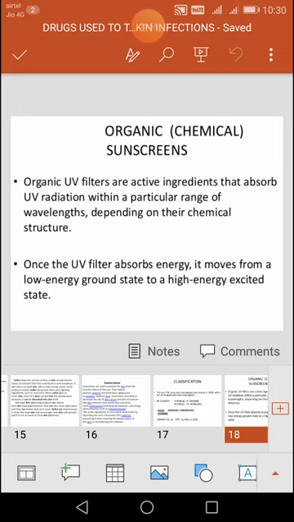Organic ultraviolet filters are active ingredients that absorb UV radiation within a particular range of wavelengths, depending on their chemical structures. On absorbing the energy, the UV filter moves from a low energy ground state to a high energy excited state.